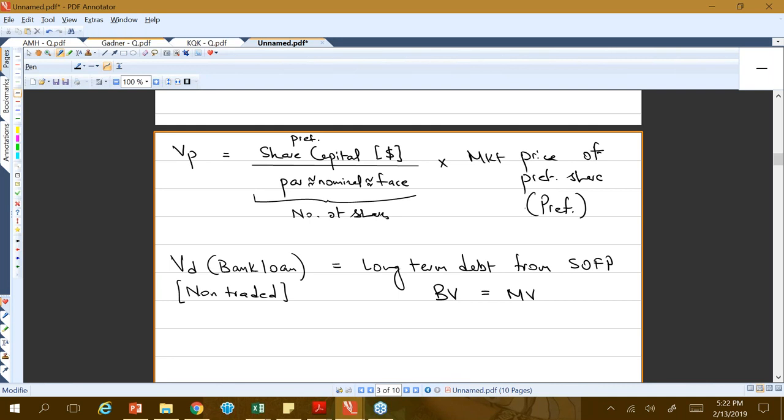So we will see a question very shortly. We'll take all these values, and I'll show you how to extract them from the SOFP. But I just need a brief understanding here that when we think of VD of the bank loans, we simply take their value from the SOFP within the non-current liabilities. And their value, the historic value, is also their market value because they are simply non-traded.